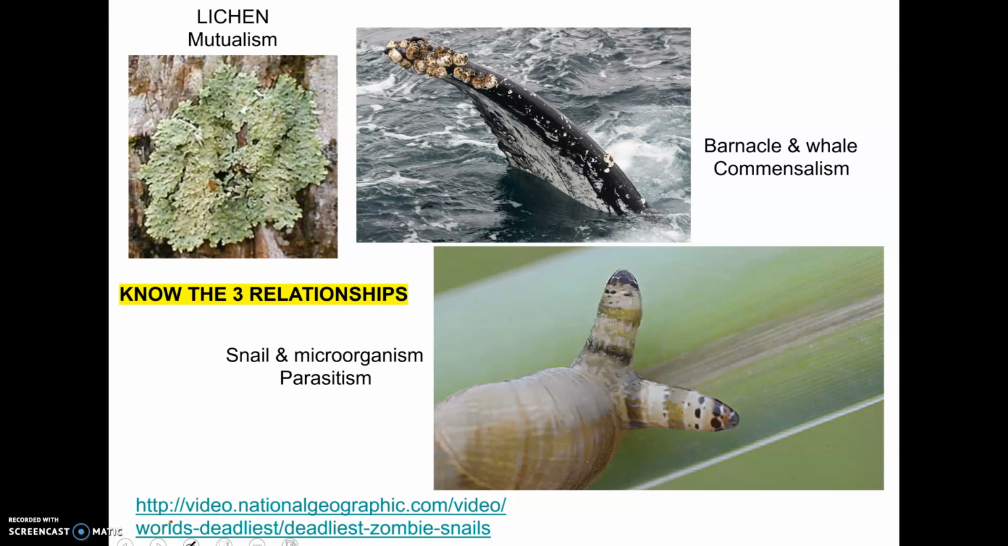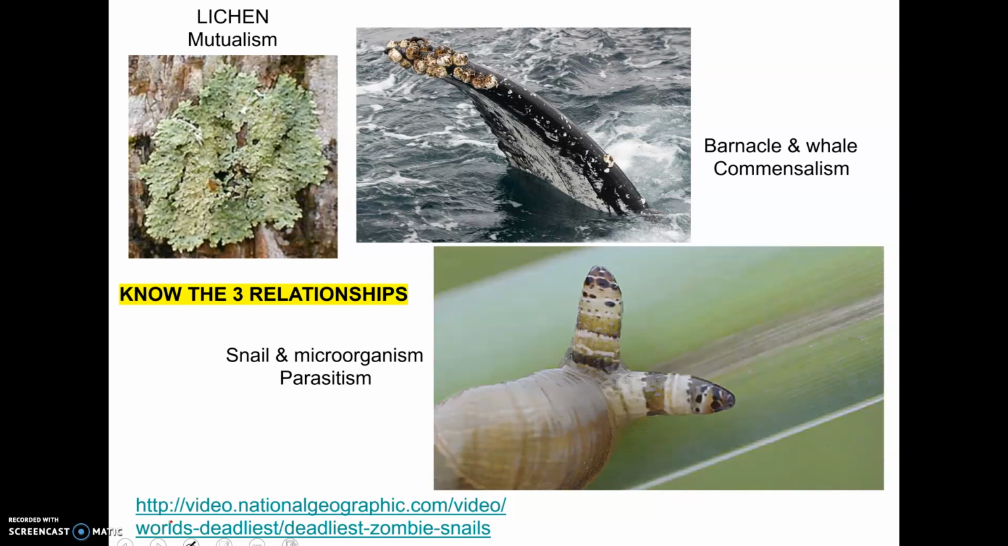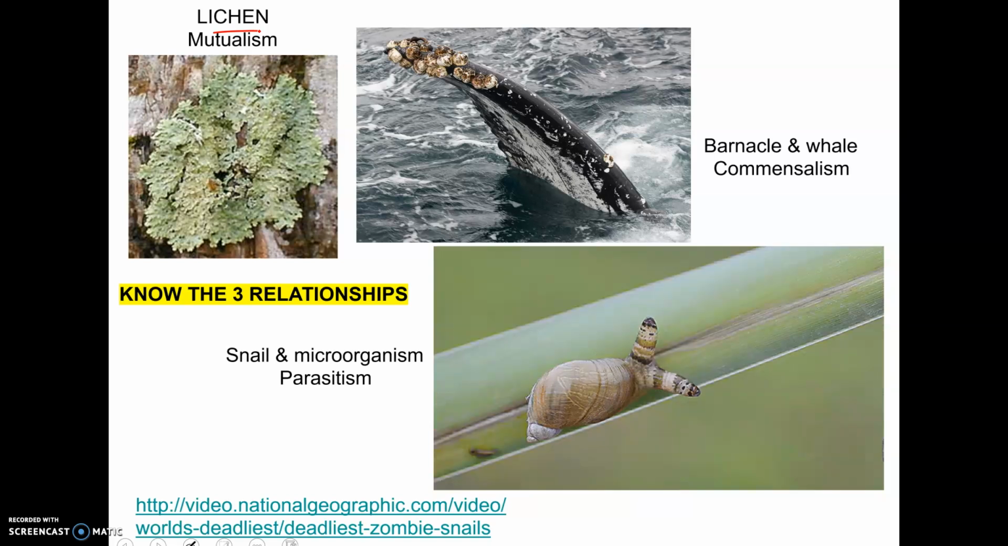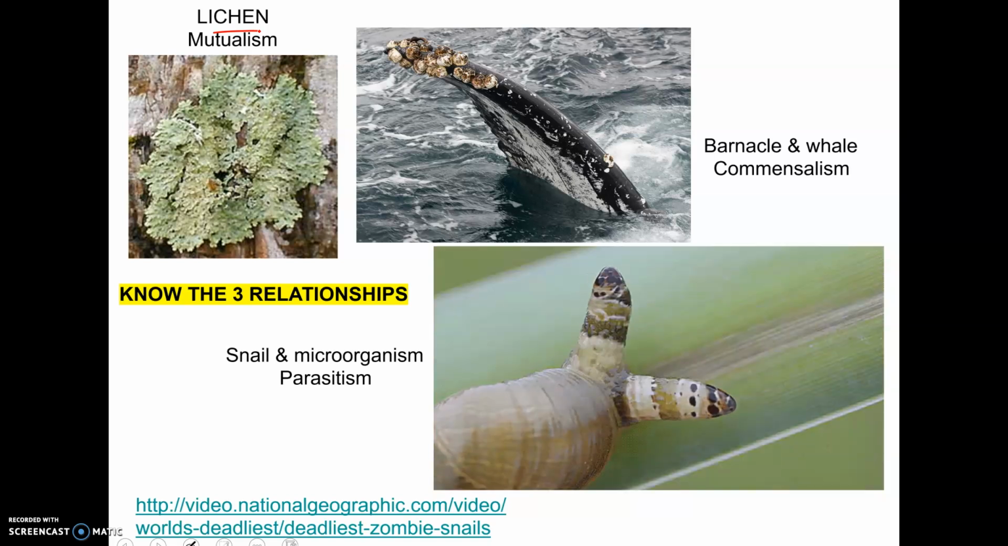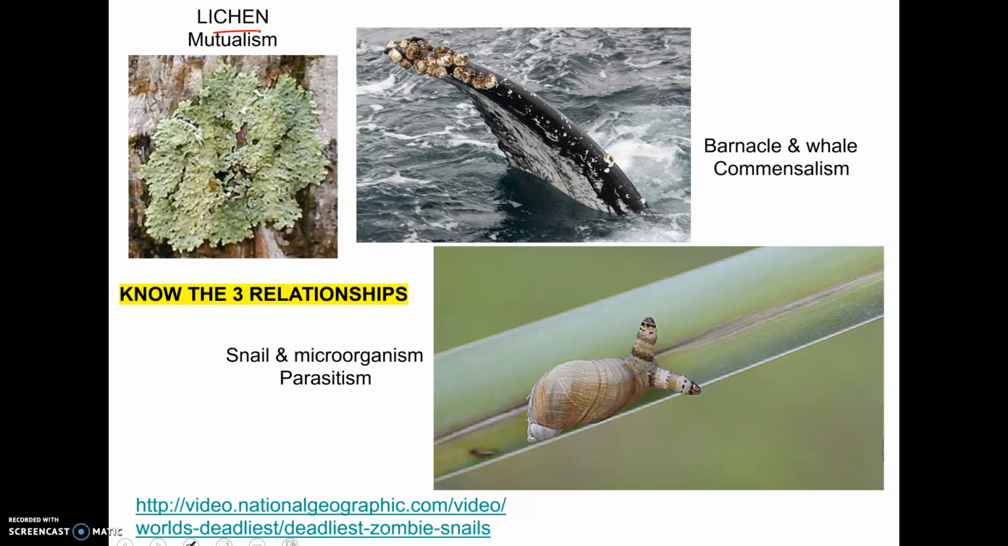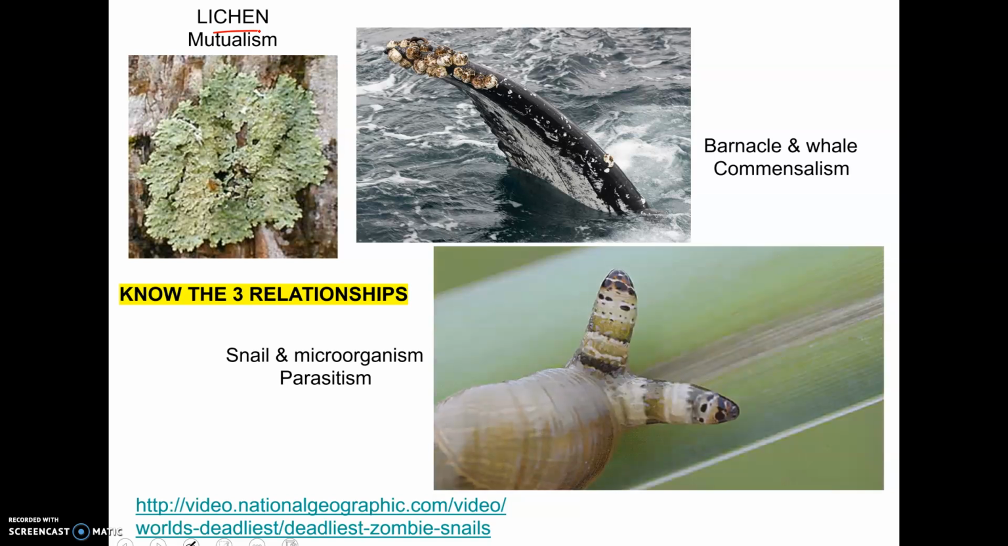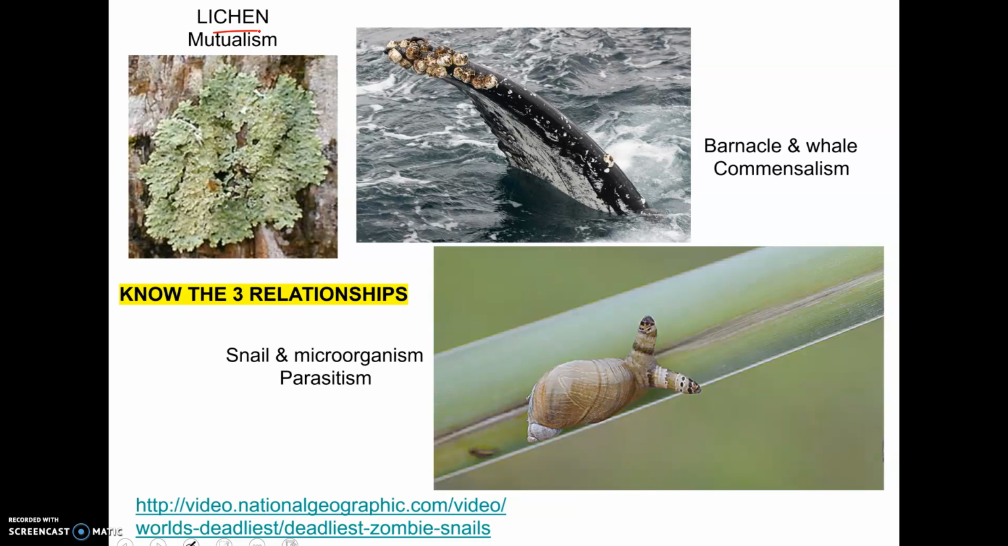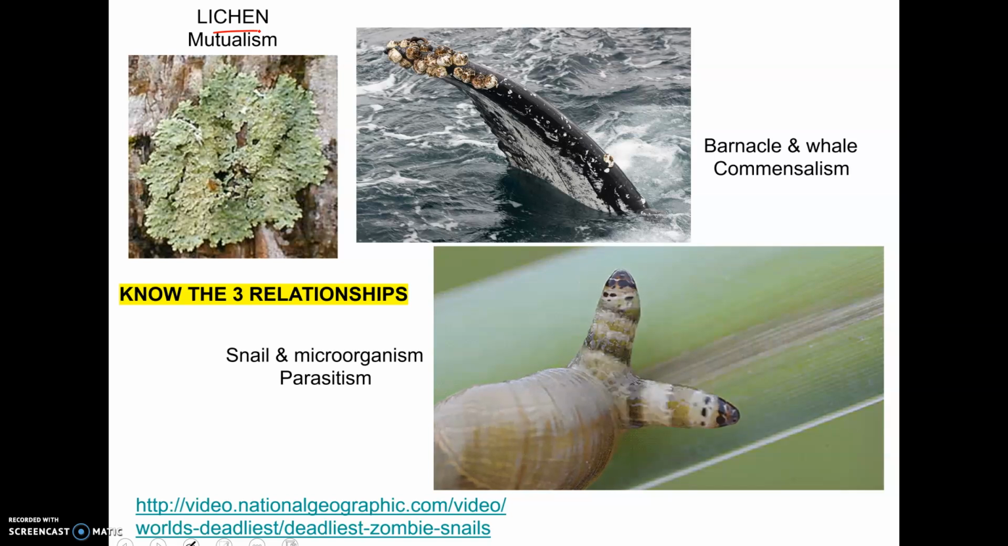So on the top left, you see this is called a lichen. That's how that's pronounced. This is an example of mutualism. These grow on trees. It's a fungus and an algae living together. The algae can perform photosynthesis. The fungus provides structure. And so they both benefit from the relationship.